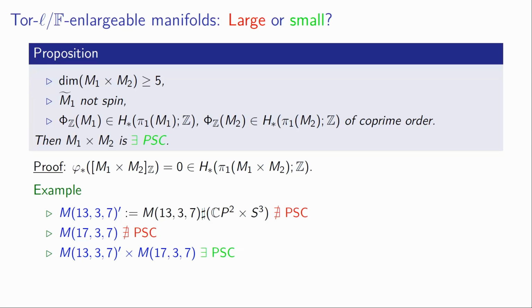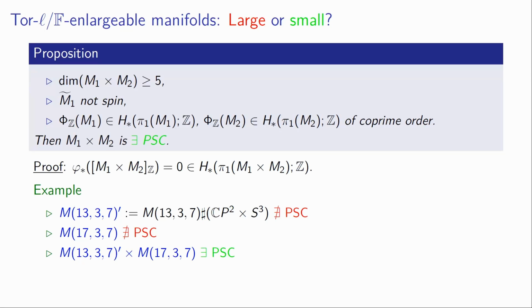And to make it non-spin, or the universal covering non-spin, I just take the connected sum with CP^2 × S^3, which is simply connected and not spin, and it has the right dimension, namely dimension 4 plus 3, so dimension 7. And this manifold doesn't admit a positive scalar curvature metric because we have the obstruction from the previous slide.